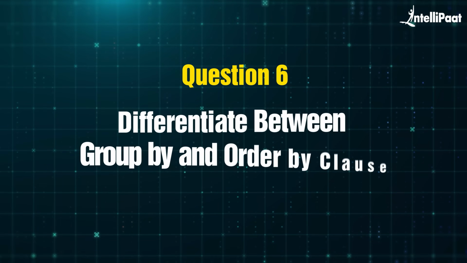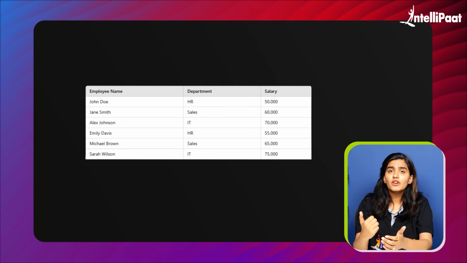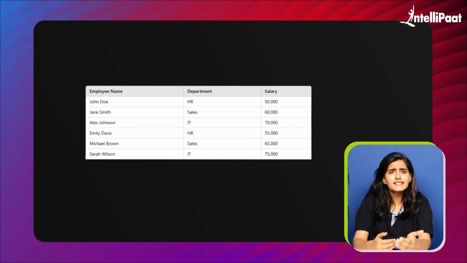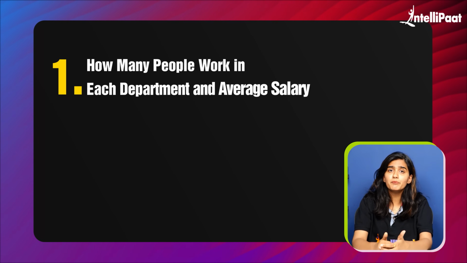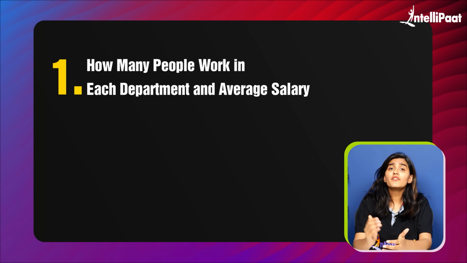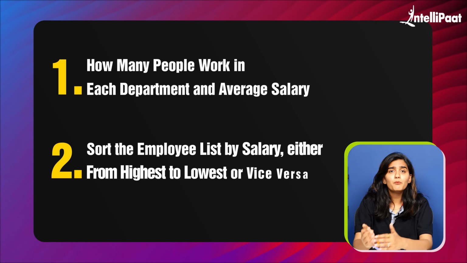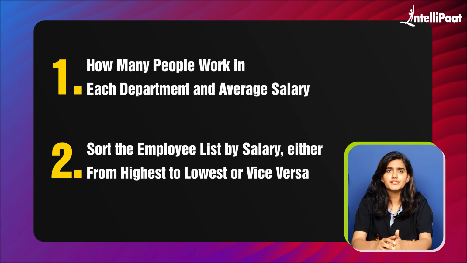Moving on with question number 6, which is differentiate between group by and order by clause. Imagine you have a table, for example on the screen, that is full of employee data, like a list of employees in a company, each with details like their department and salary. Now you have 2 tasks in your hand. First, you want to group employees by department to see how many people work in each department or what is the average salary in each department. Second, you want to sort the employee list by salary, either from the highest to lowest or vice versa.